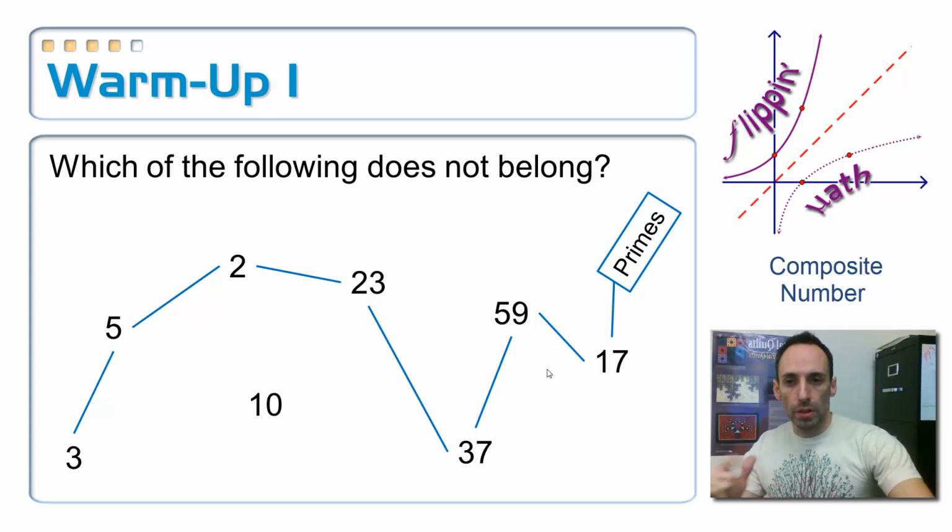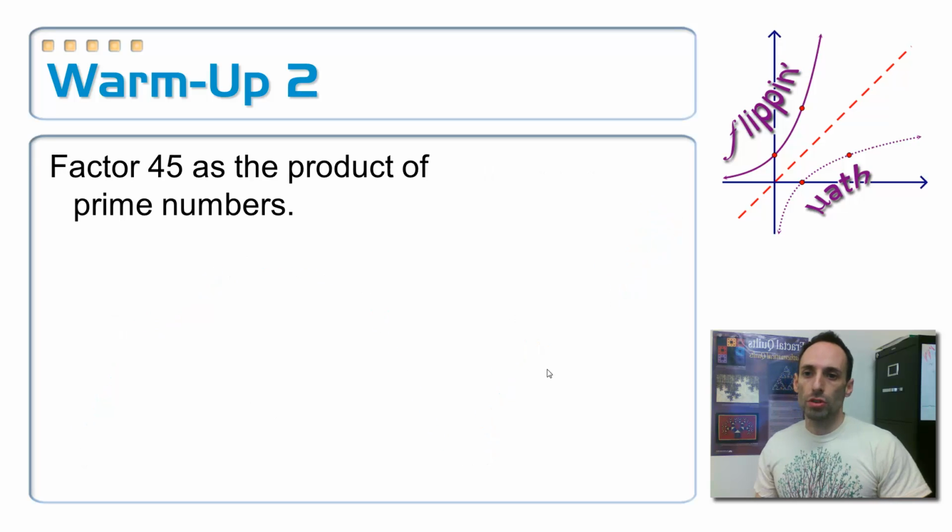Okay, so here's the next warm-up question. I want you to factor 45 as the product of prime numbers. So you're starting with the number 45 and then break it down to all of its prime factorization. That's what we call it. If you're kind of stuck here, think about factor trees. That's the kind of thing that we're talking about. So go ahead and pause, take a second, factor that number out.